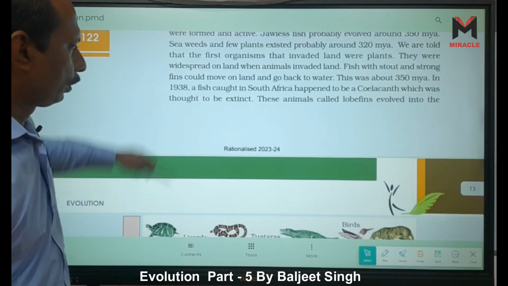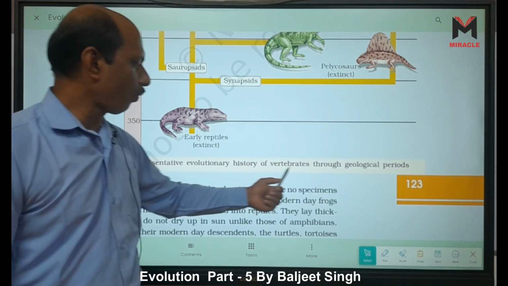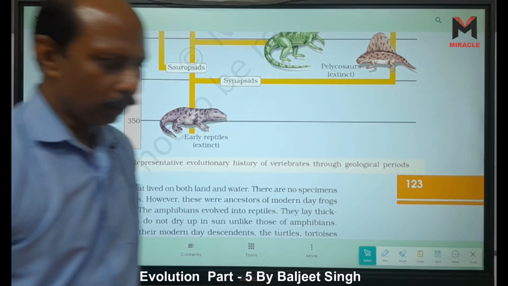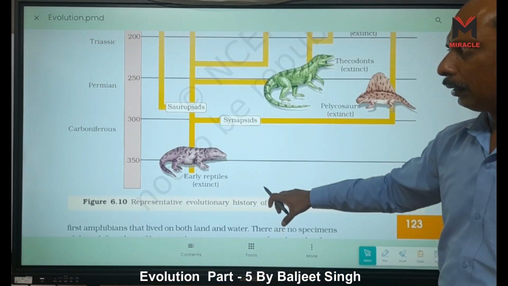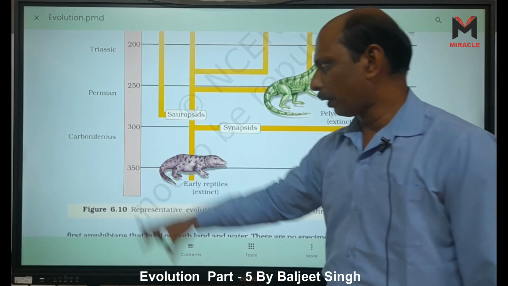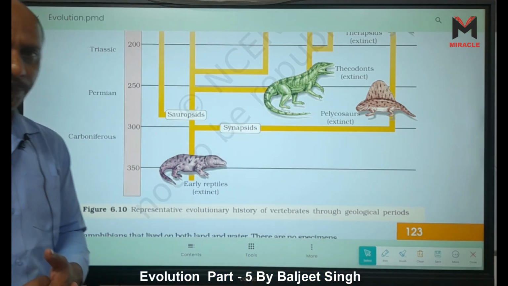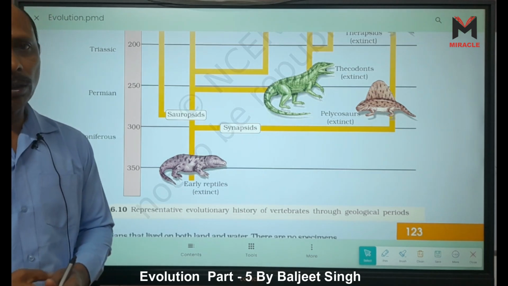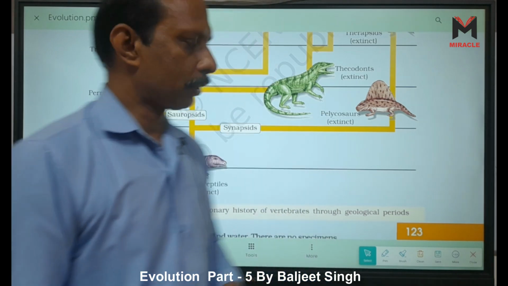Now next is our animals: the representative evolutionary history of vertebrates through the geological periods. Vertebrates are one group. In which era do they come? Look here, that is 350. Before Carboniferous, what is there? Vertebrates evolved in the Silurian era. This origin of vertebrates is Silurian. Silurian is the golden era of jawless species, the Cyclostomata, right?